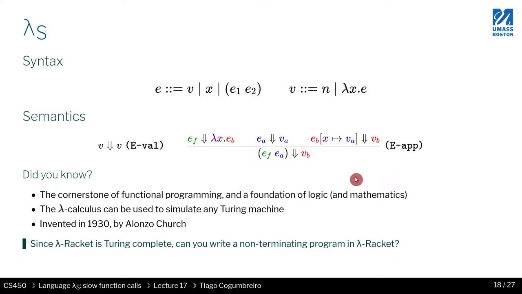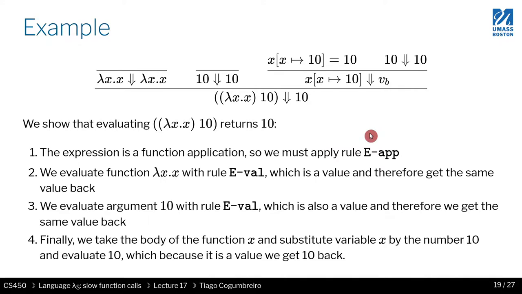Right? So if you think about a function lambda x, and you pass 1, what you're going to do is evaluate 1, and evaluate the lambda, and just get the same thing because they're values. And once you do that, you replace x by 1, and you get 1. Which is exactly what I have here. So let's try to understand what I'm saying here.